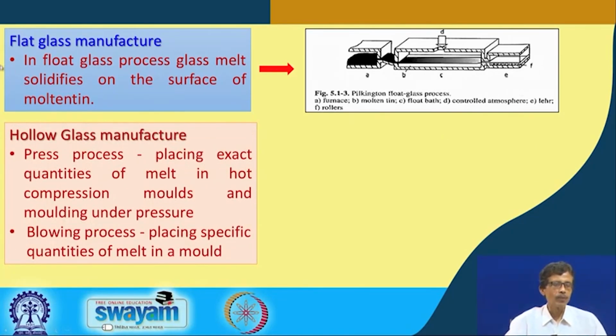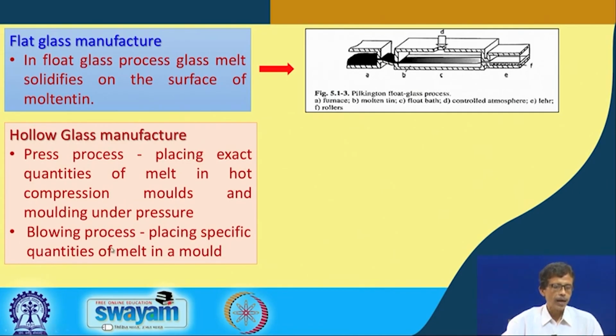Then another variety of glass is the hollow glass, and the manufacturing process depends on two types: one is the press process and another is the blowing process. In the press process, we put the exact amount of the melt in a hot compression mold, and molding is done under pressure. That way we get the hollow glass variety.